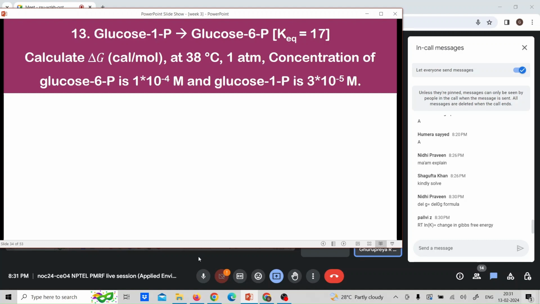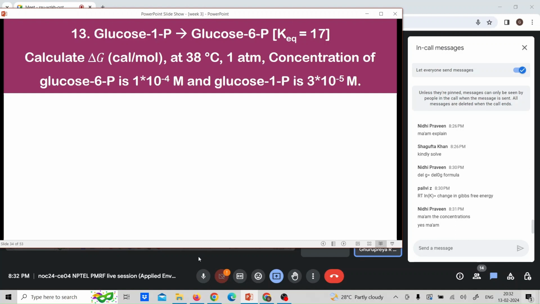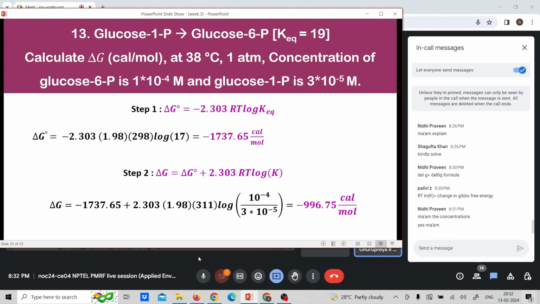You people think some data is extra, some data is missing. Okay. So can I assume you are confused about what to do with the concentrations? Okay, if that's the case, if you think it's extra, you could have gone without those values. Okay, I think this is enough of discussion and I'll just post the answers here.